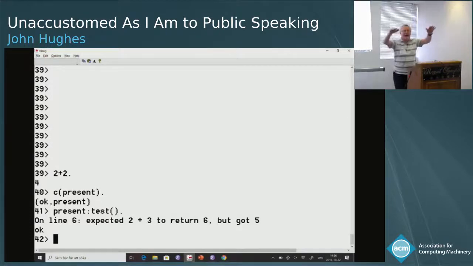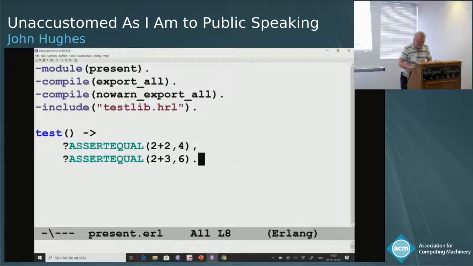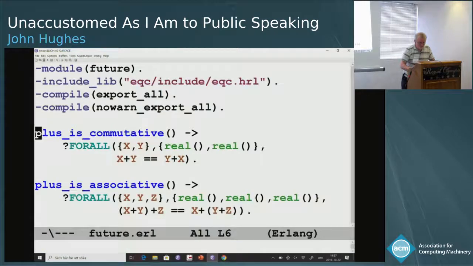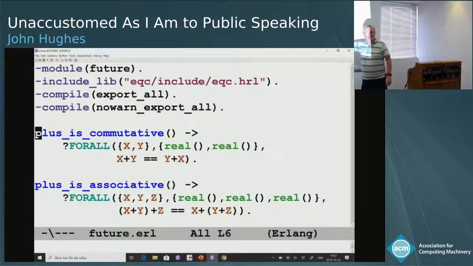Ooh. I am the ghost of testing future. Not for me the manual labor of automating tests one by one. No, no. I state general properties of my code. Plus is commutative. Plus is associative. For all x and y, x plus y equals y plus x.